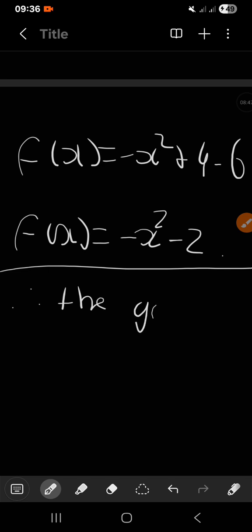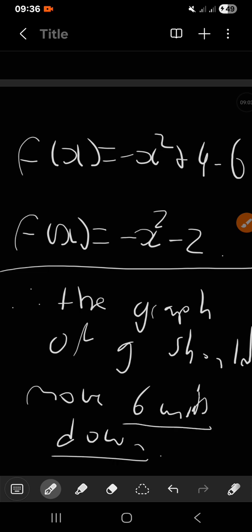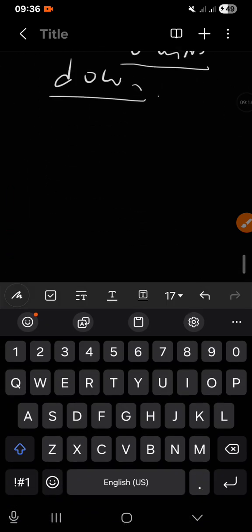So therefore, the graph of G should move 6 units down. Yes, it should move 6 units down. I can even draw a rough sketch of it. So let's draw a rough sketch.